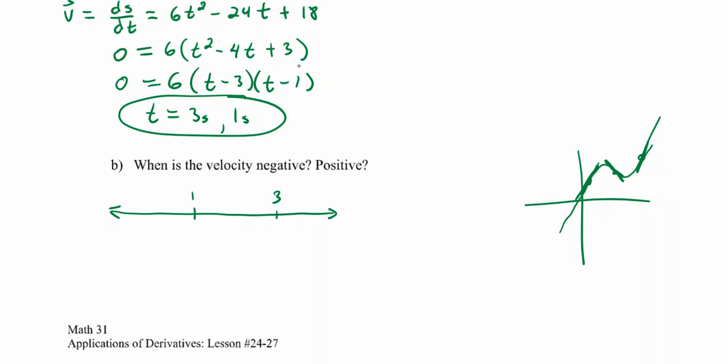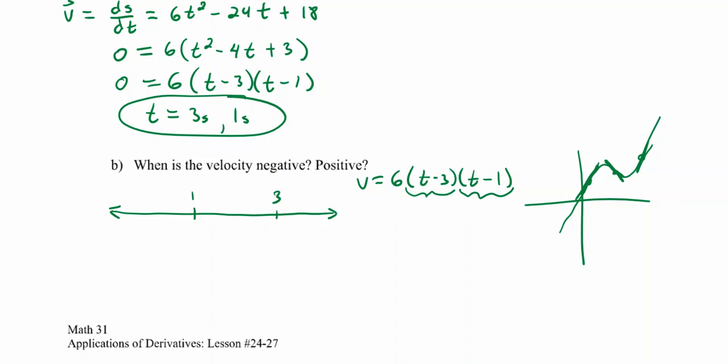And I'm going to write down my equation for velocity. I'm going to write it in this form. v is equal to 6 times (t minus 3) times (t minus 1). This factored form is nice because I can look at these parts independently to figure out whether the thing is going to be positive or negative.